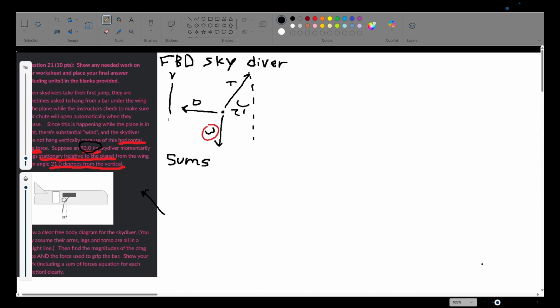So to calculate the weight, we take the acceleration due to gravity, so weight equals 9.8 meters per second squared times the mass of the skydiver, which is 83.0 kilograms, right? So weight is equal to 813 newtons.